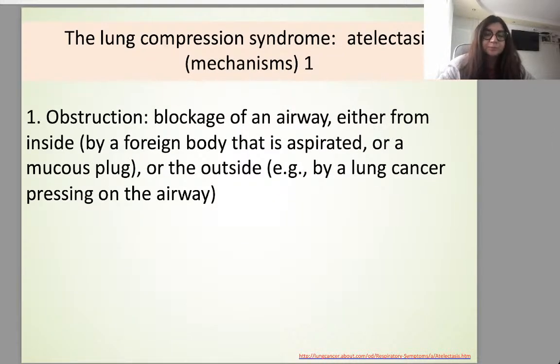Mechanisms of it. The first mechanism is obstruction. Obstruction is a blockage of an airway, either from inside by a foreign body that is aspirated, or by a mucus plug. Or it can be obstruction from the outside, for example by lung cancer pressing on the bronchi and obstructing them.